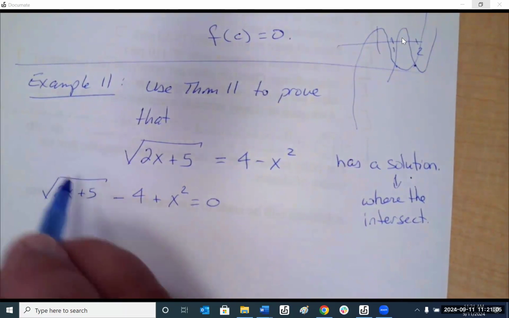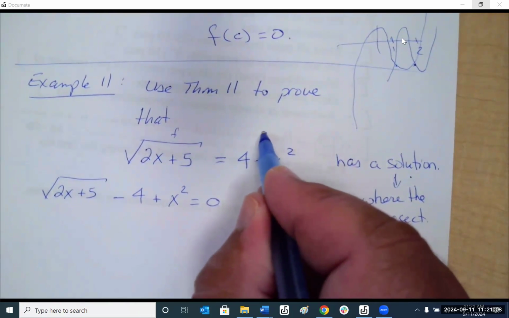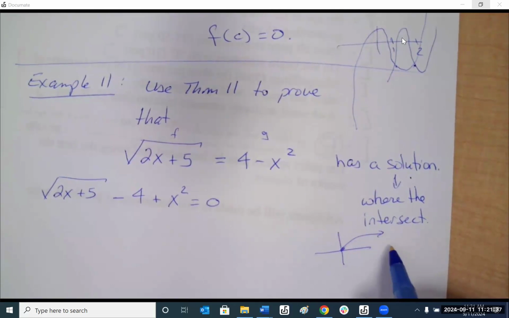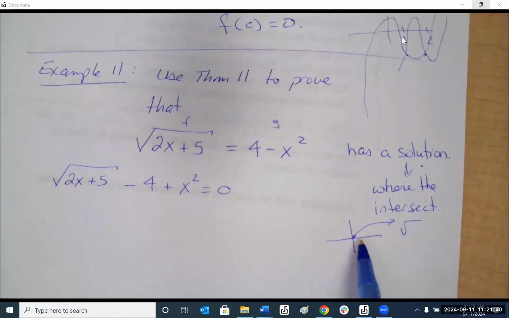We have two functions. Let's call this one f and this one g. What are their domains? What's the domain of this first one? What's the domain of a radical equation? That's the square root. The smallest it could be is 0, and it goes to infinity.